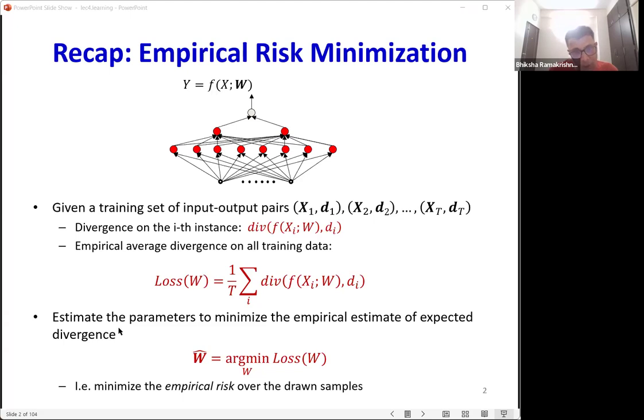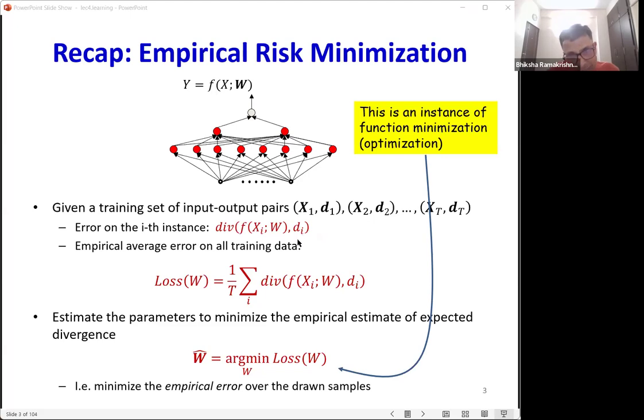And so we estimate the network parameters to minimize this empirical estimate of the expected divergence between the function computed by the network and the actual function. So that's what this loss is. And the hope is that when you minimize this loss, you actually minimize the error between the output of the network and the true target function over the entire space.